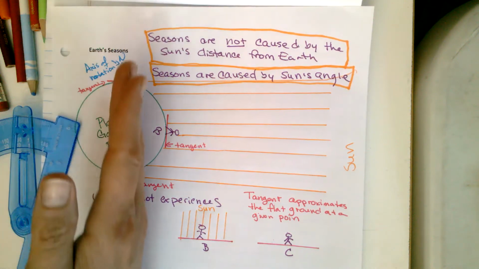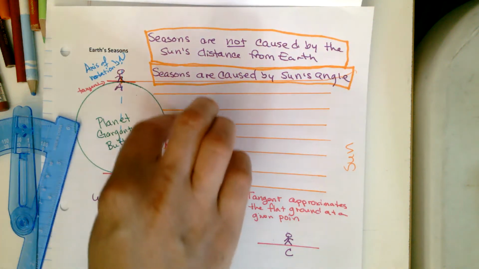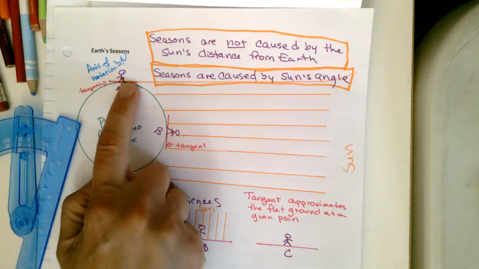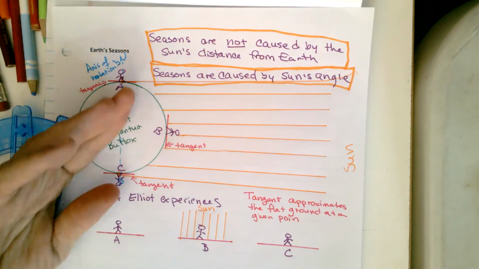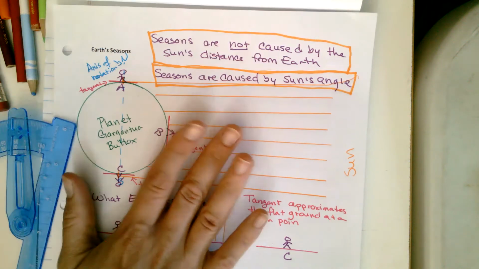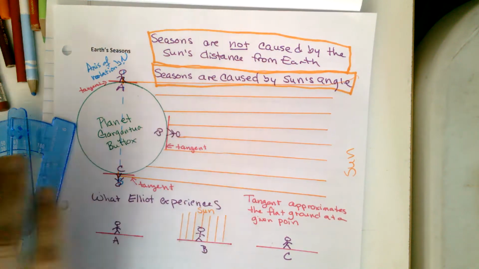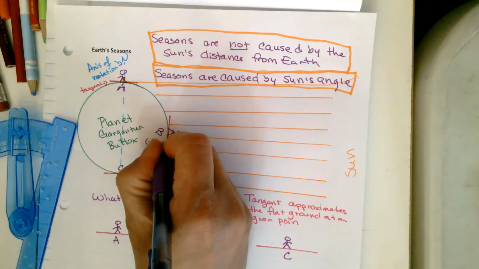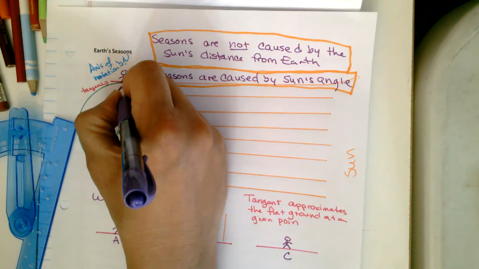Because this is our axis of rotation. This is the edge facing the sun. If you have trouble understanding that this line of latitude facing the sun is at noon, don't be afraid to email me. It's kind of a complicated idea. So these are all Elliots at noon. They're at the same time of day.